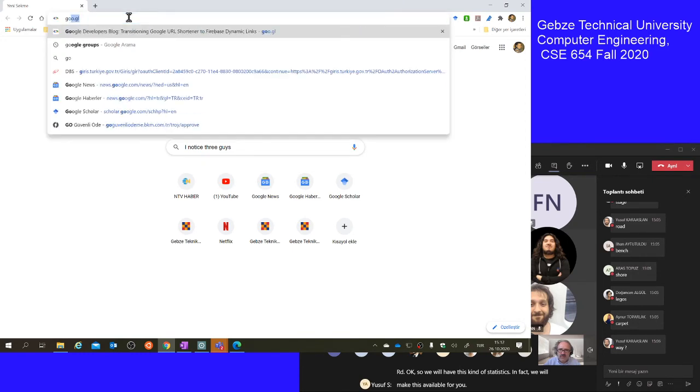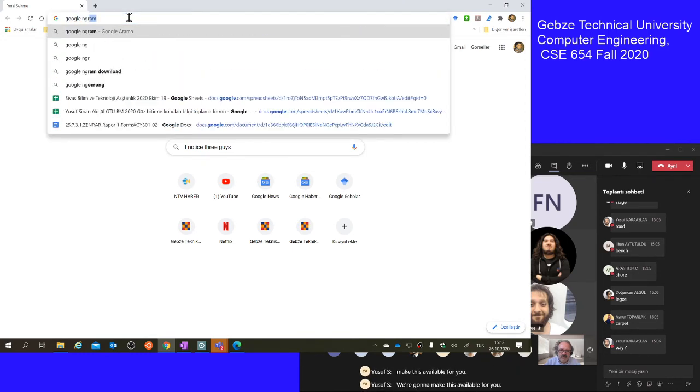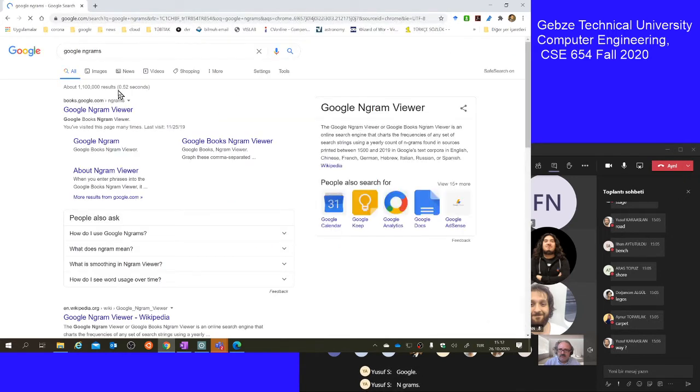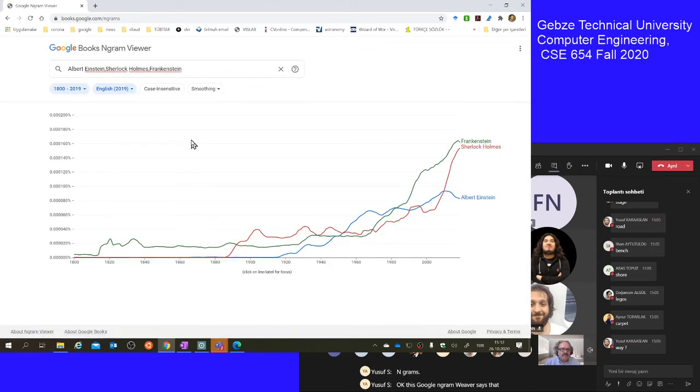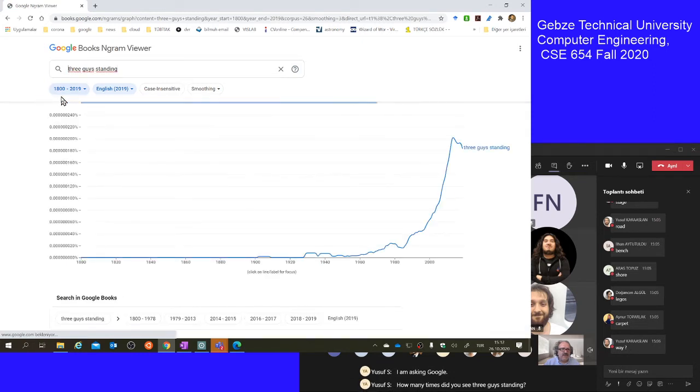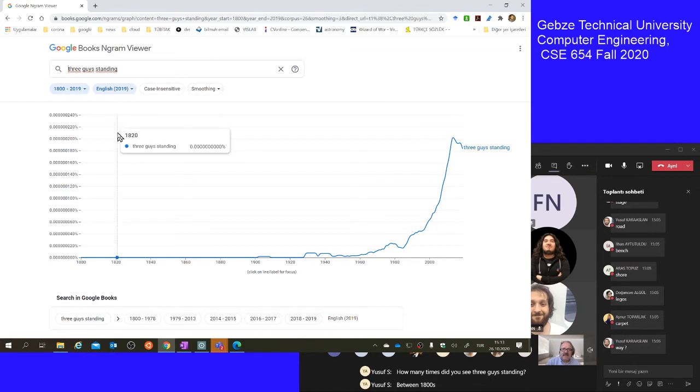Google Engrams. Okay, this Google Ngram Viewer says that... three guys standing. So I am asking Google, how many times did you see "three guys standing" between 1800s and 2019? These are the probabilities.